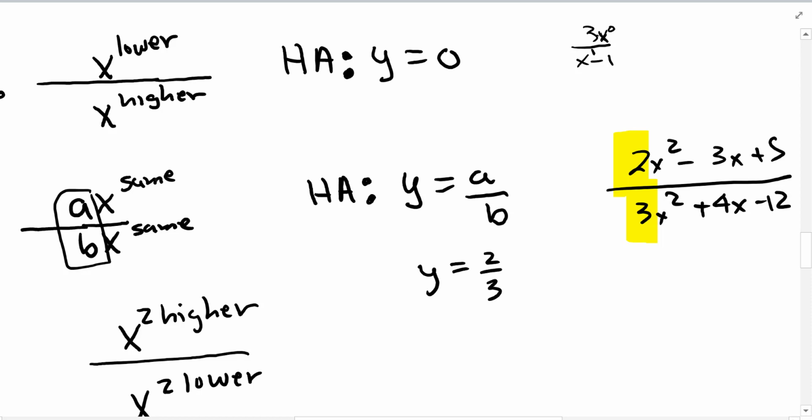So when the lead exponents in the polynomial in the numerator and the denominator are the same, whatever the a and the b are, that ratio that's formed, that's where the horizontal asymptote will be.